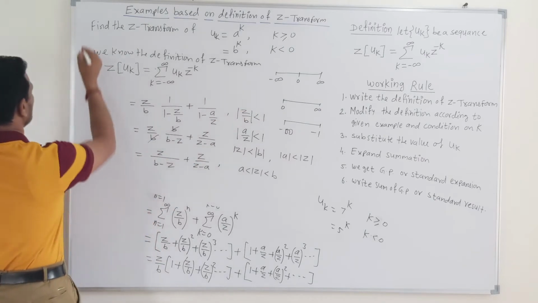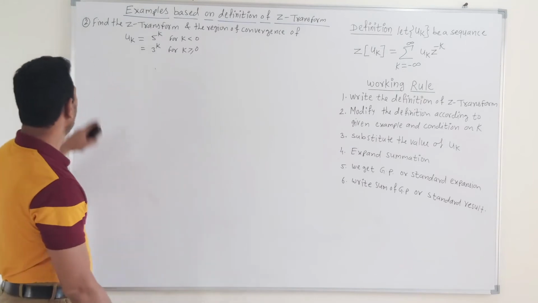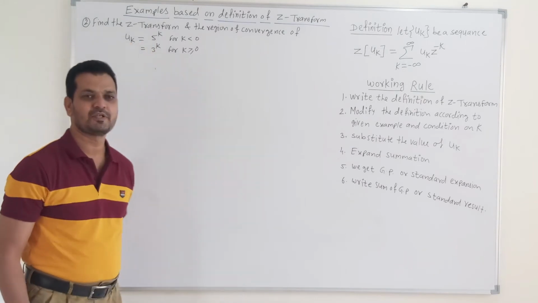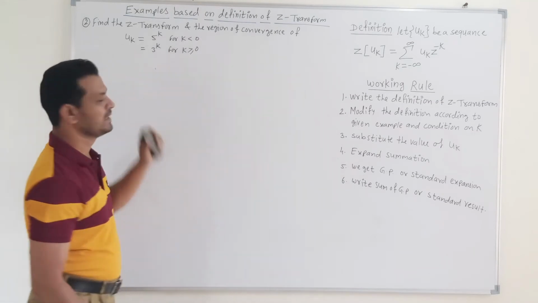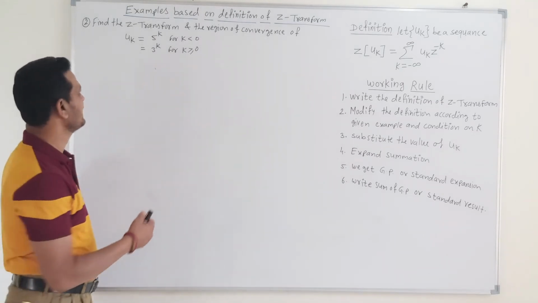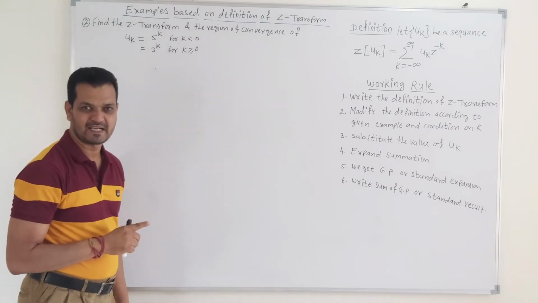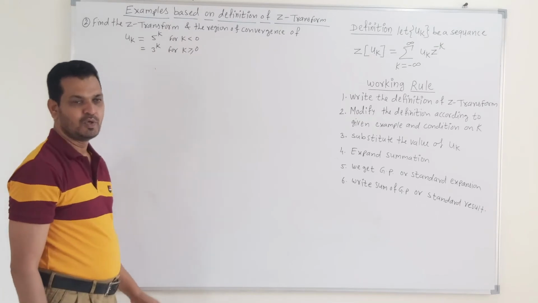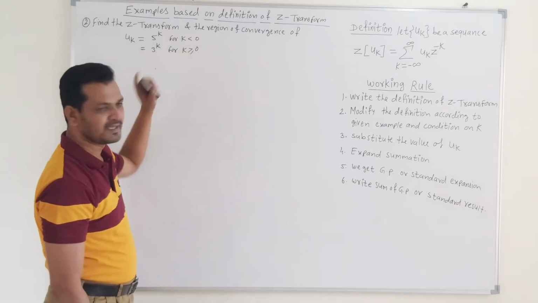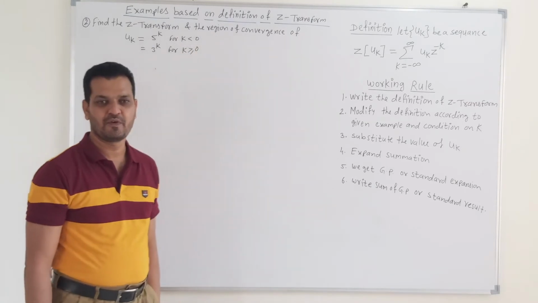So now question number 2. Now friends, the second example is: find the z transformation and region of convergence of the sequence uk equal to 5 raised to k for k less than 0 and 3 raised to k for k greater than or equal to 0. So friends, these are the two conditions, for k less than 0 and k greater than 0. And also our aim is to find the region of convergence.